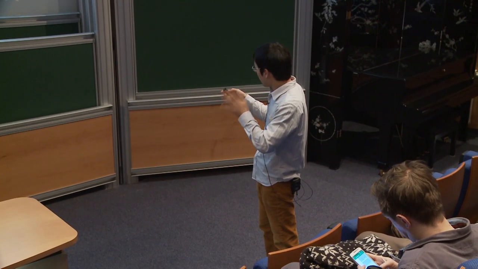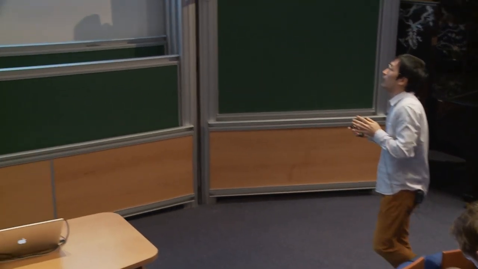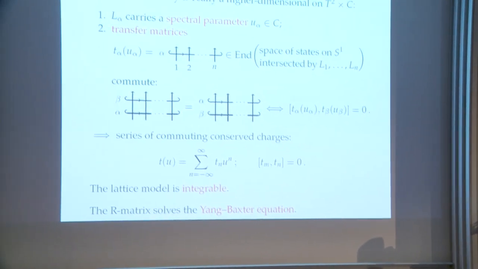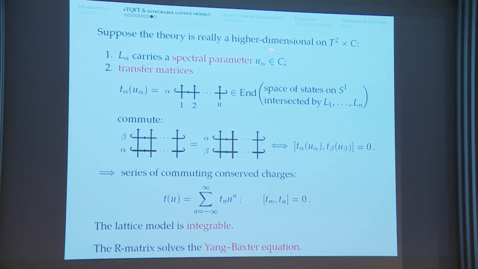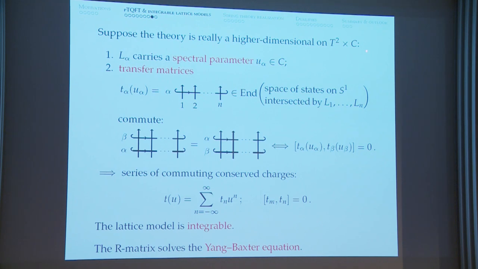What's going to be really interesting is when there's really a hidden extra dimension in the theory. Suppose the theory is not really two-dimensional, but really a higher dimensional theory on a torus times some additional space C. So I take a higher dimensional theory, compactify it on this extra dimension C, get a two-dimensional theory, and I'm assuming that's a topological quantum field theory. Now suppose this higher dimensional theory has line operators which descend to the line operators I was talking about, then two things happen.